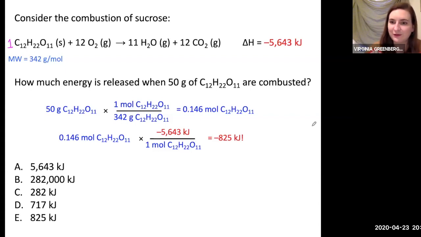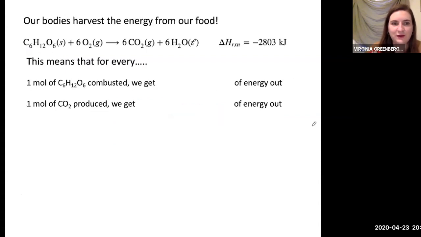Okay. So if you were able to work through that, great, congratulations. And so this topic of sucrose reminds me of food, because sucrose is a type of sugar. We know that our bodies harvest energy from our food. And sort of the most common idea of food is sugar. And so here we have the formula for glucose, and then the balanced equation and then the thermochemical portion for that reaction.